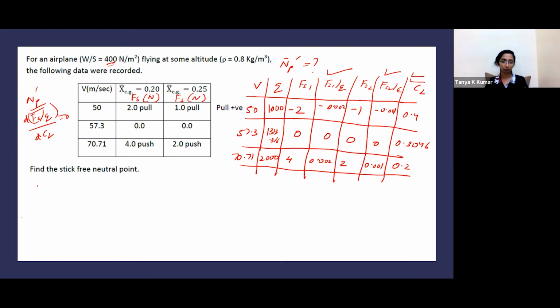Okay. So now if we are to plot this graph, this is Fs by Q and this is CL. If we are to plot, we take the 2 slopes. So first dFs1 by Q by dCL. How do we do this? Take any 2 points. So I'll just take the first and the last point. So dFs by Q, this point and this point. So that is minus 0.002. Right? Are you understanding what I'm saying?